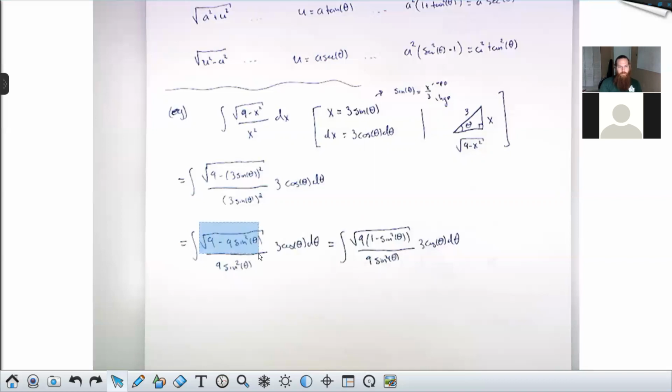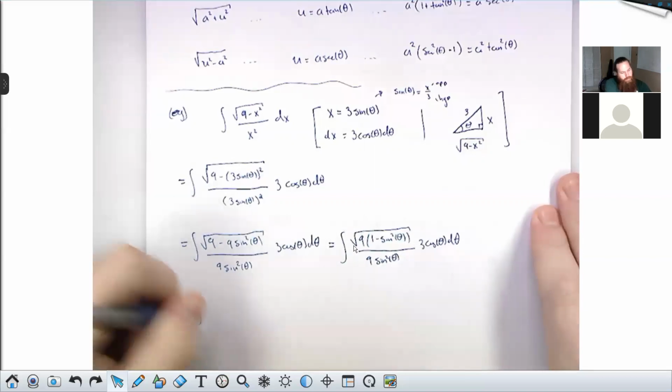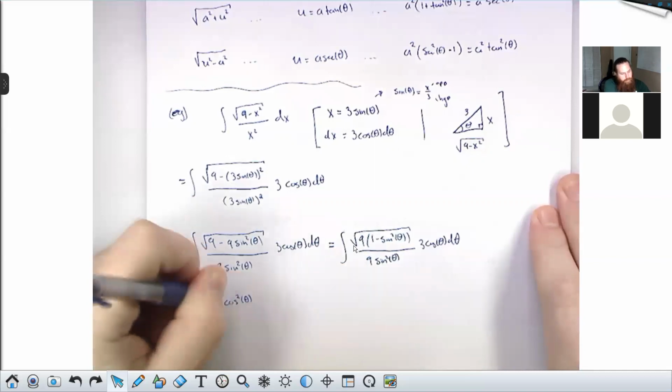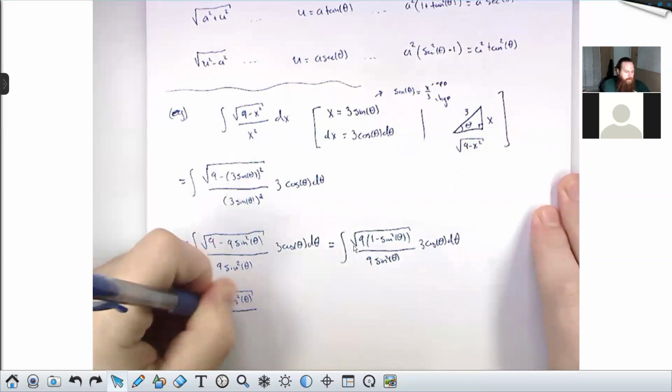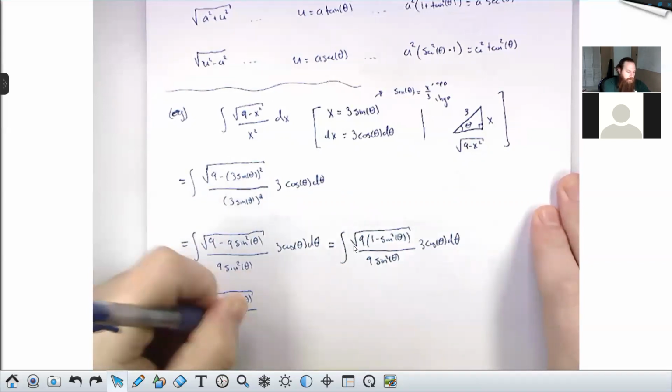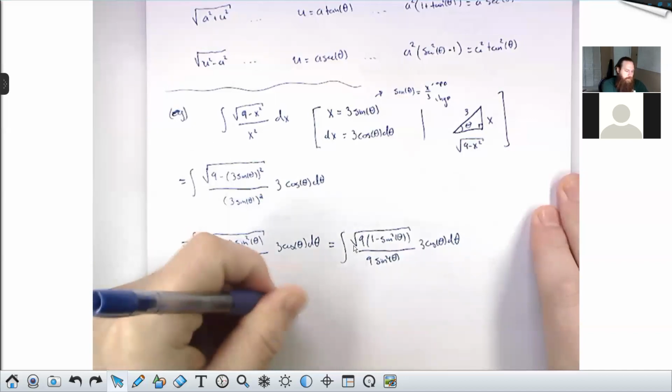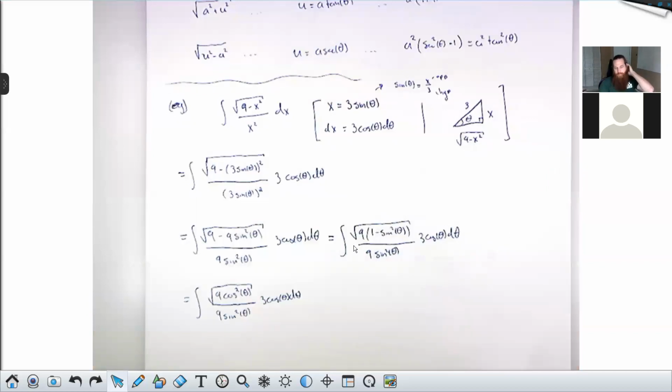And this piece becoming this piece, and this becoming cos squared, that's the magic. That's the whole reason we did this. So that numerator is going to become the square root of 9 cos squared theta, because 1 minus sine squared is cos squared. Downstairs I have 9 sine squared theta, and over here I still have 3 cos theta d theta. And the square root of cos squared is cosine. The square root of 9 is 3. There's no more addition or subtraction under here. It's all multiplication. So I can go ahead and take that square root.